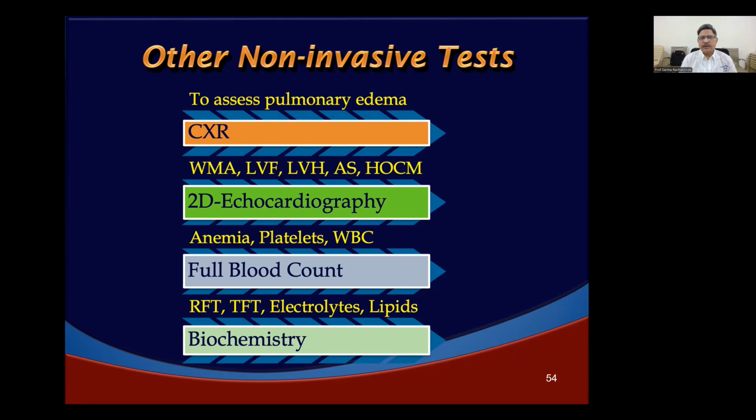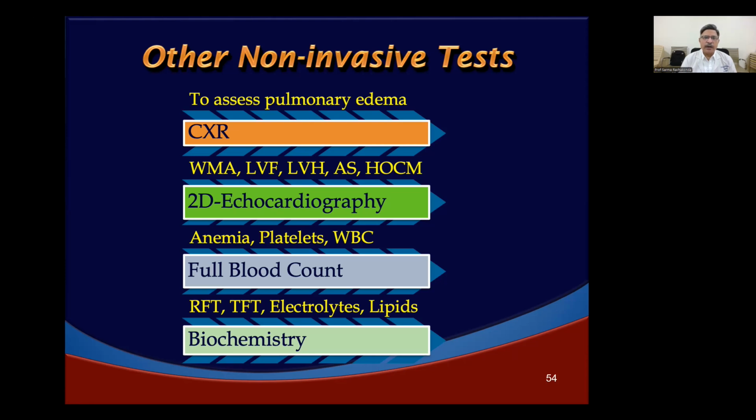Pulmonary edema. How do I know that? Take a chest X-ray. 2D echocardiography. Why? Wall motion abnormalities, left ventricular function, left ventricular failure, left ventricular hypertrophy, aortic stenosis, which could be the cause of infarction, and hypertrophic cardiomyopathy, obstructive cardiomyopathy. So 2D echo is a must.